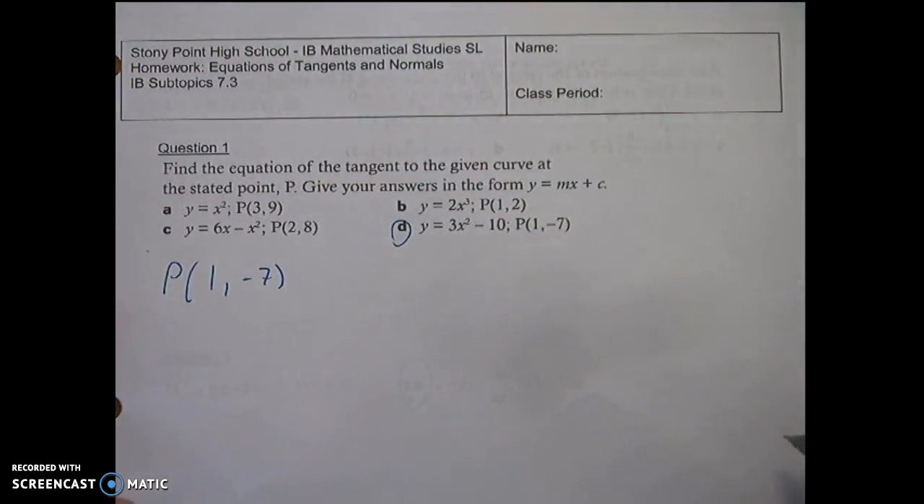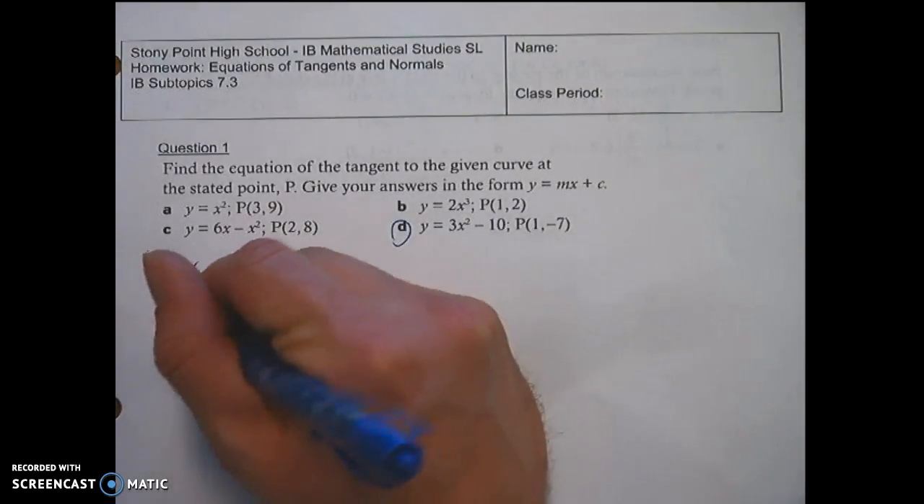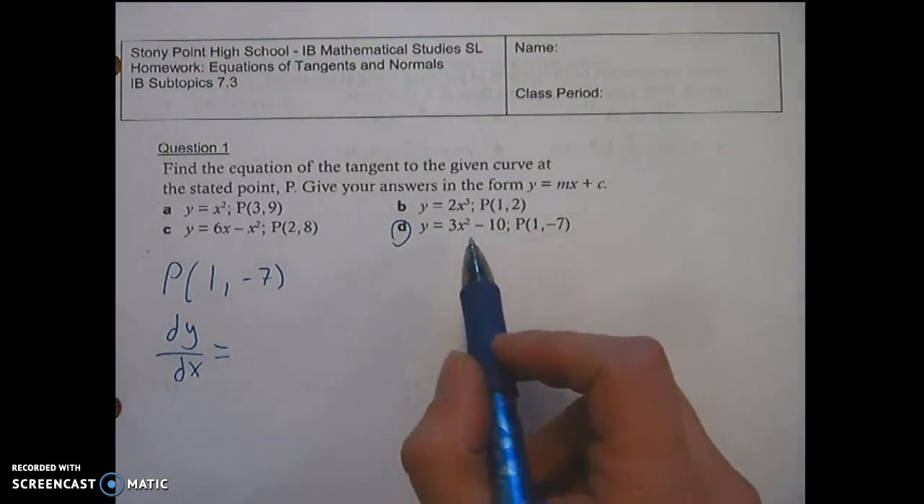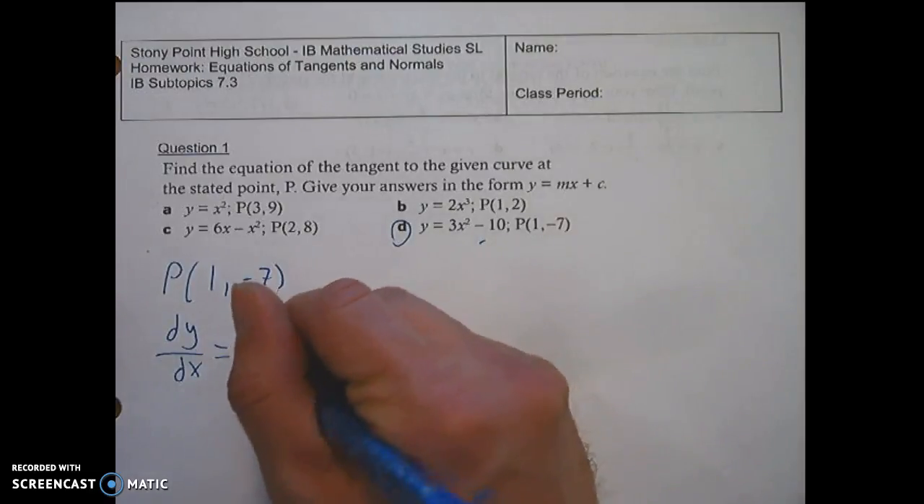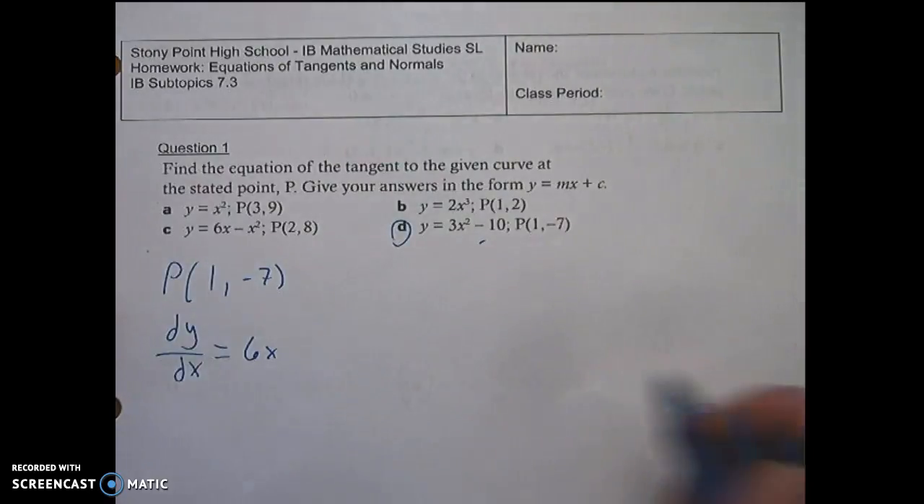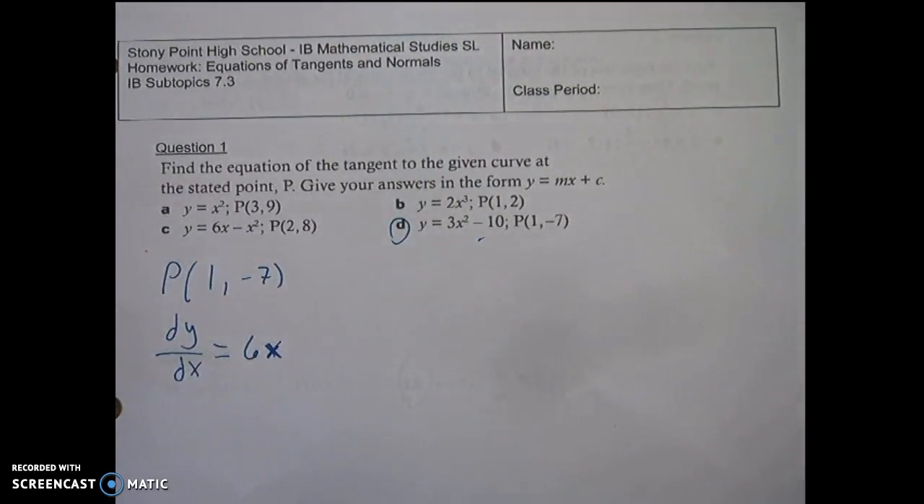The second step is going to be to find the gradient function, which is dy dx, the first derivative of y equals 3x squared minus 10. 2 times 3 is 6x. 2 minus 1 is 1. And negative 10, that's a constant that goes away. So the gradient function is 6x.